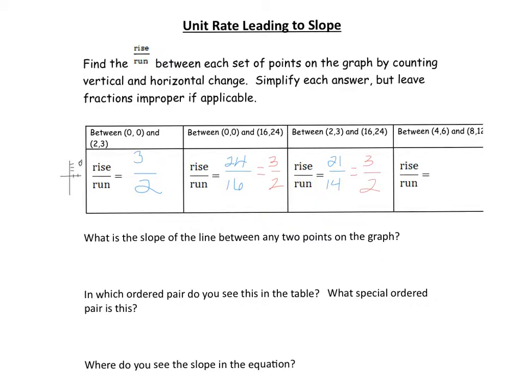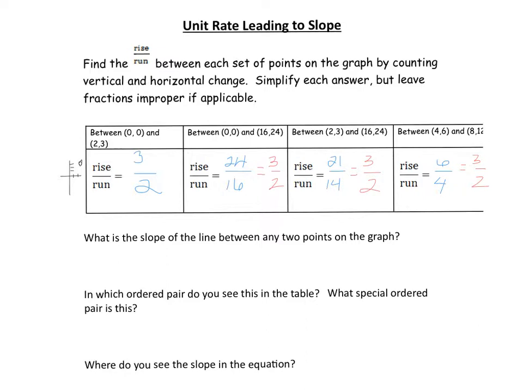And for the final one, 4, 6 to 8, 12: over 4 up 6, put your point, over 8 up 12, look at that point. We ended up going up 6 and over 4. Rise and run. Rise means how far up or down. Run means how far right or left. We can simplify by 2 and get 3/2.